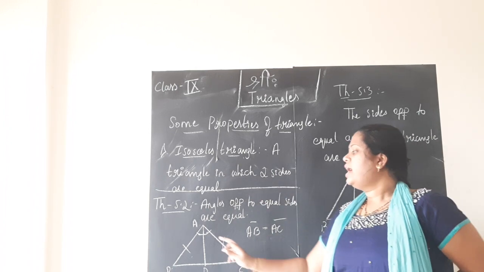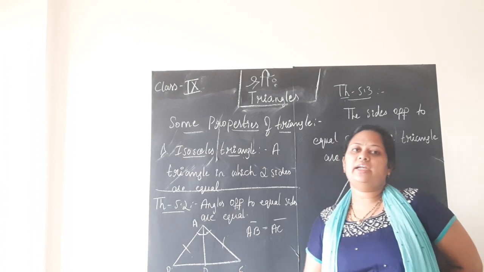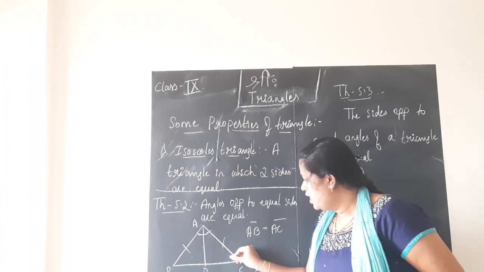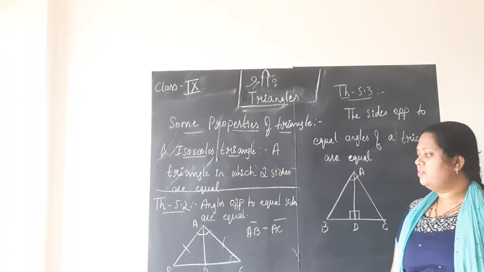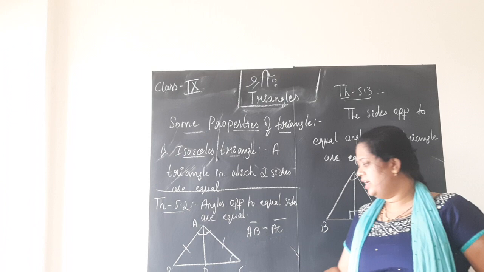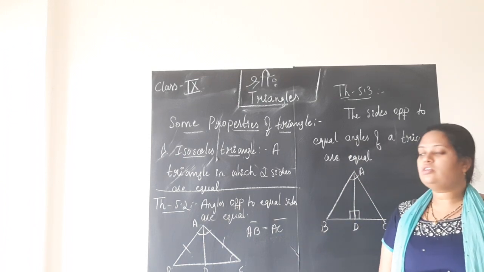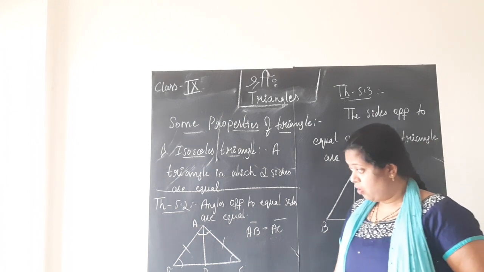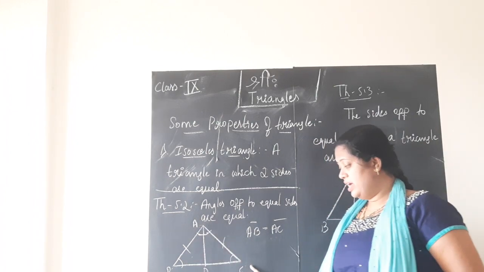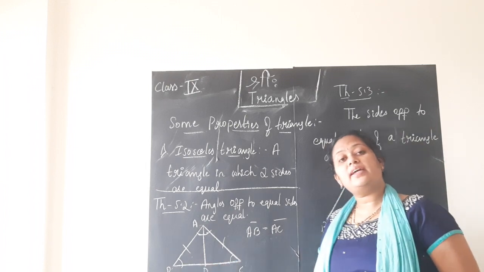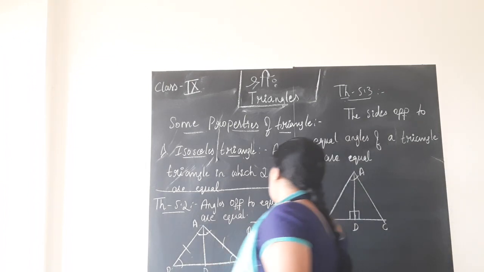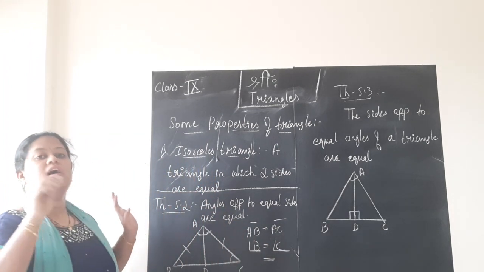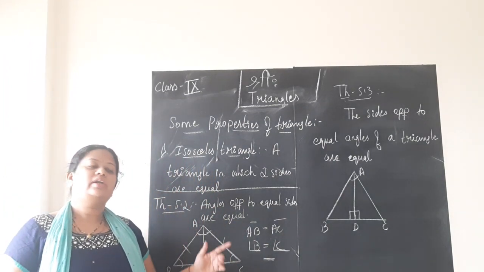First, I will consider the first side. What is the first side? Side AB. For side AB, which is the opposite angle? Angle C. Next I will consider the second side, that is side AC. For side AC, which is the opposite angle? Angle B. So, if AB is equal to AC, then the opposite angles, angle B and angle C, are also equal. That is what it says.